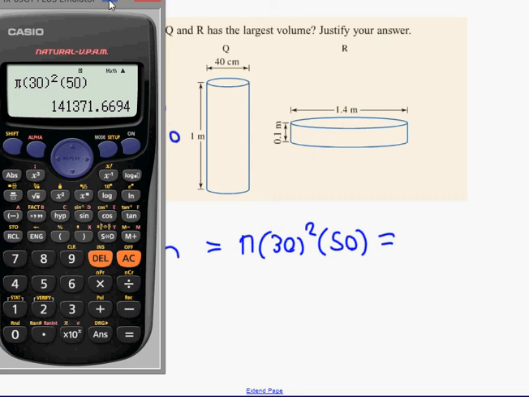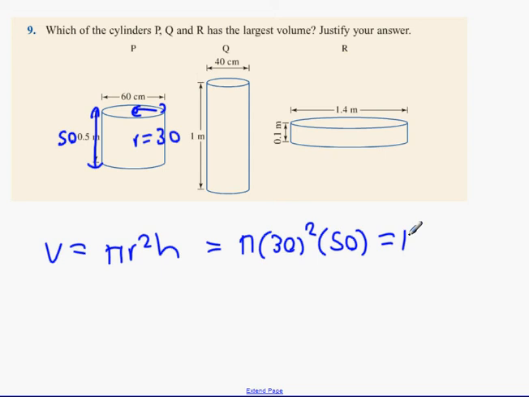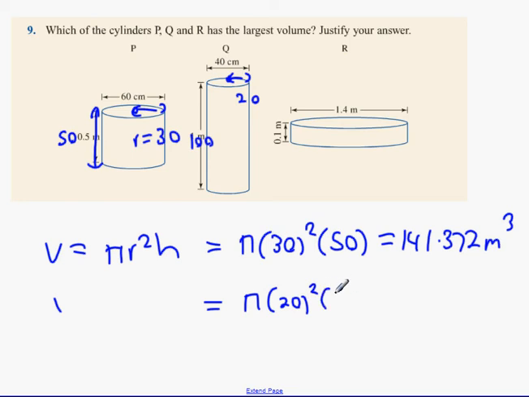141,372, yeah? Why am I not doing the surface area in this question? Is there any reason why I'm not doing the surface area? It's not asking you to, it's just asking you about the volumes of all these. What's the radius of the second one? 20. What's the height? Sorry, 100 centimeters.